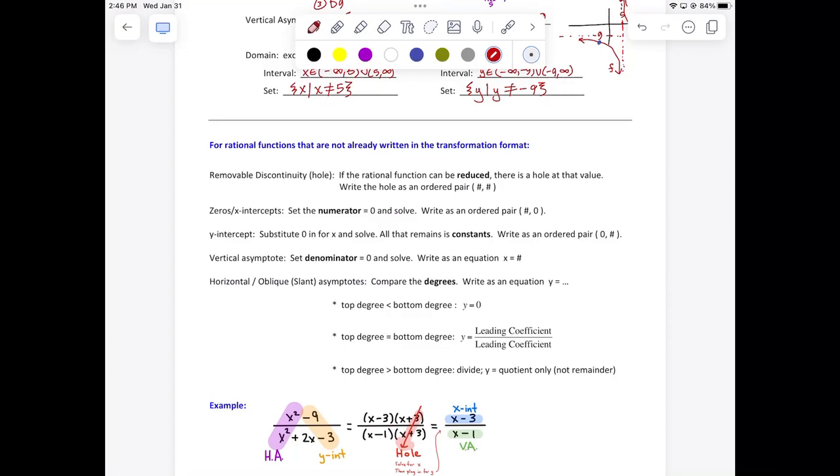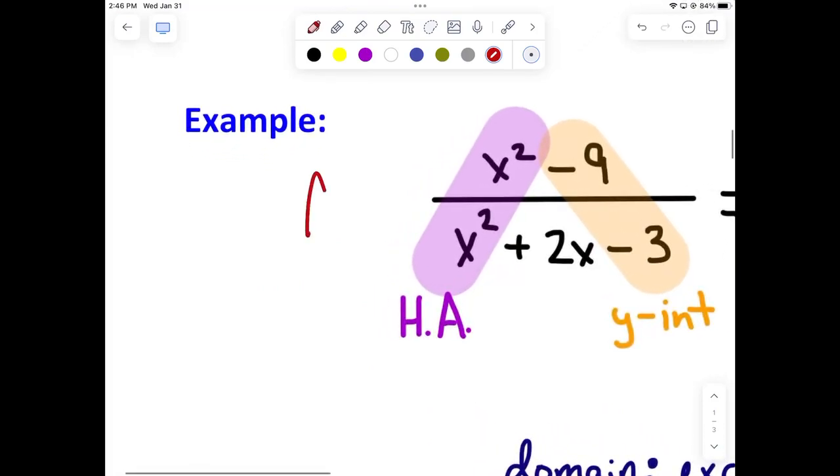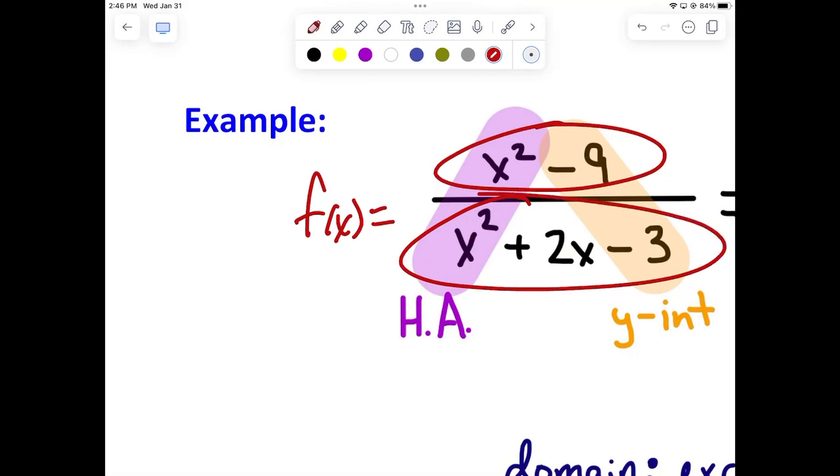All right, what we're going to be doing in this section is we're going to be graphing things that look more like this, more like f of x equals this, where I have a polynomial over a polynomial. It could be a quadratic over a quadratic. It could be a linear over a quadratic. It could be a quadratic over a cubic, all kinds of different combinations, okay?